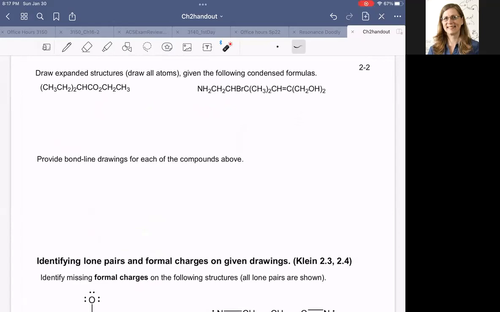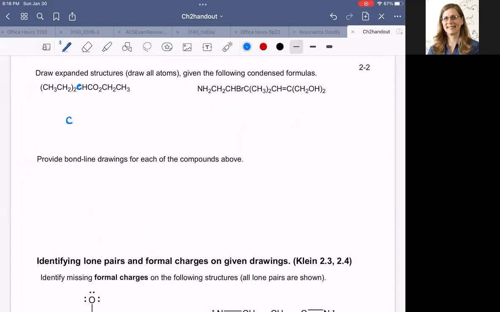Can we draw all the atoms out from the expanded structures, so showing the connectivity and so on, and then provide those same drawings as same compounds as line drawings instead? So how can we do that? We can kind of think about this carbon. We could start with this carbon here.